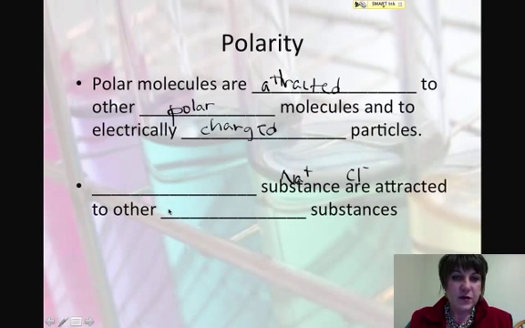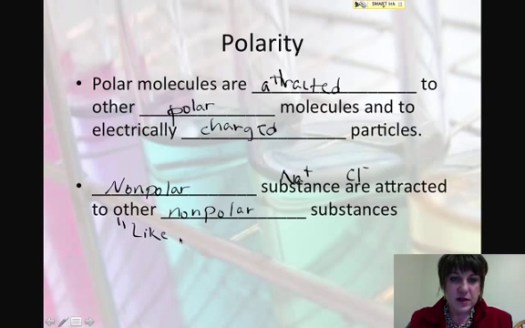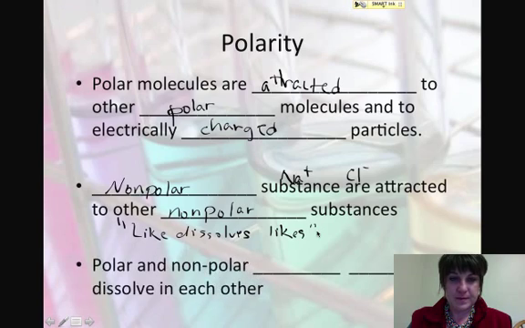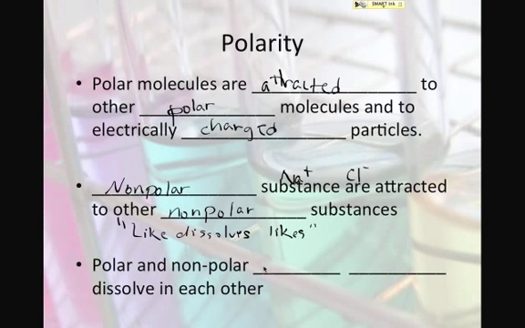On the other hand, if you had a nonpolar substance, then it would not interact very well with water because it doesn't have any charges. Nonpolar substances would only be attracted to other nonpolar substances. So it is said that like dissolves like. In other words, a polar substance dissolves another polar substance, but nonpolar substances will only dissolve other nonpolar substances. Like dissolves like. Polar and nonpolar do not dissolve in each other because they're not the same.